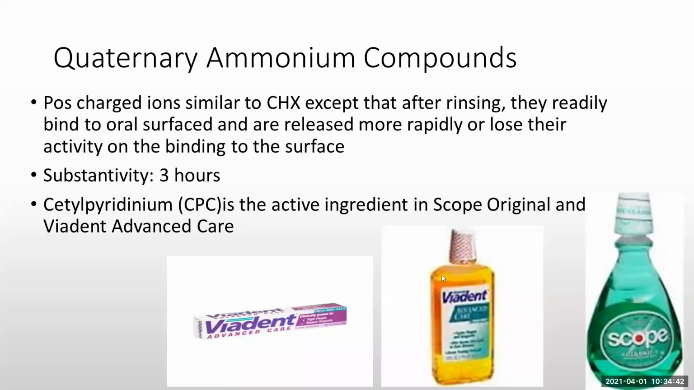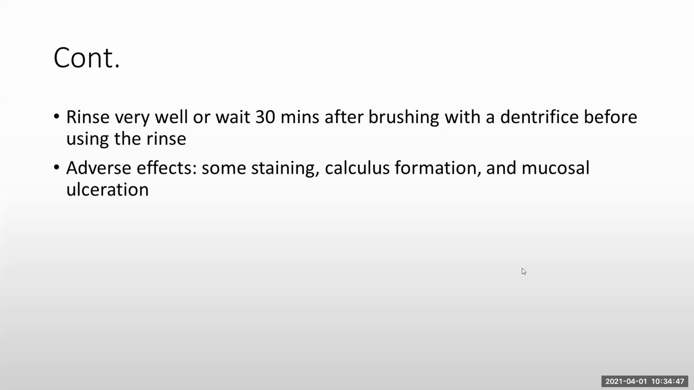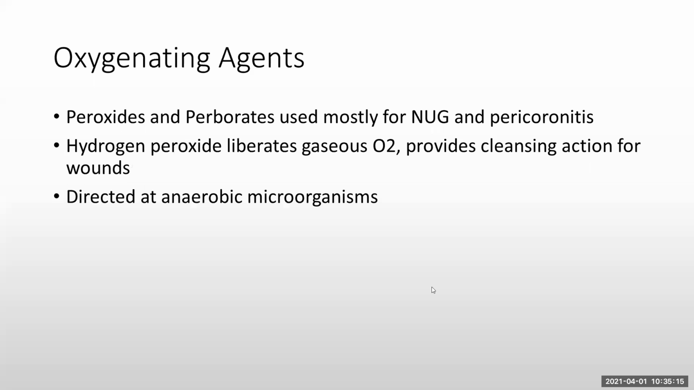There was staining with the Viadent because it was using a tree bark that was red or orange. Not so much staining anymore. Think about if it's killing bacteria and you're not removing the biofilm from the teeth, that biofilm that's killed is going to turn into calculus very readily. Mucosal ulceration: Listerine, Scope, some of these can affect the tissue and create tissue sloughing.